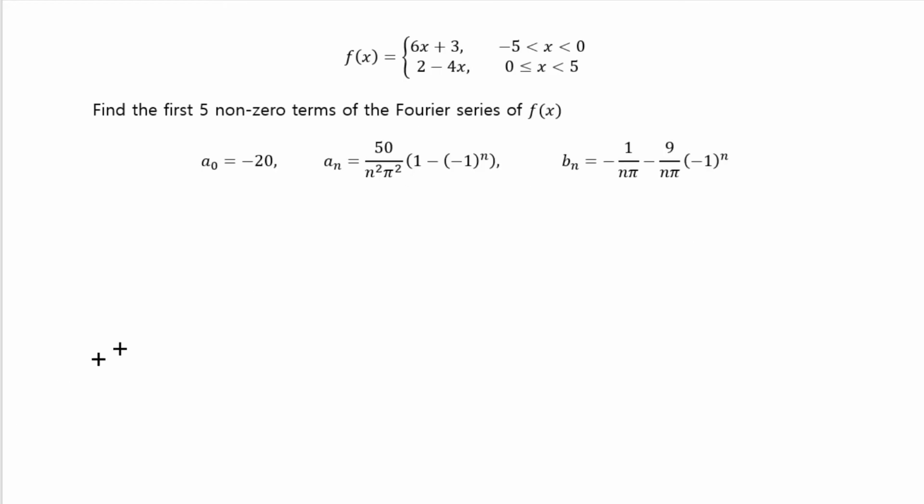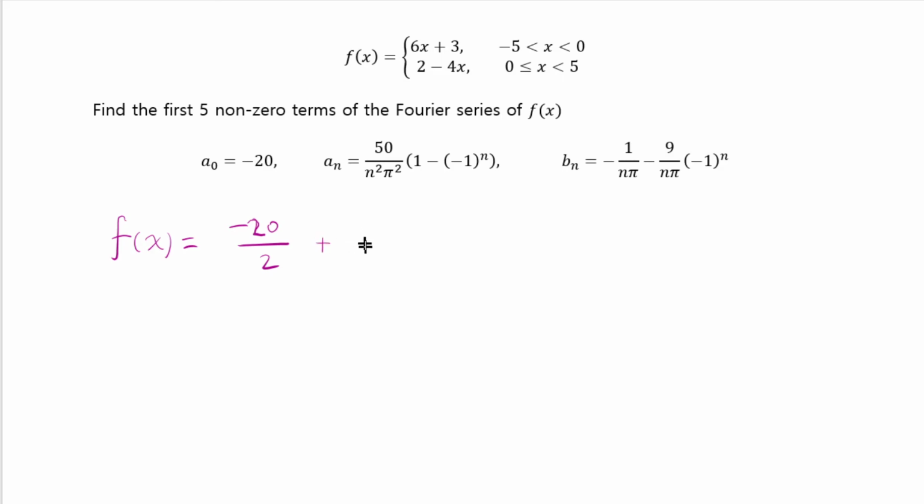All right, so we got all the values of the coefficients. A0 is negative 20. An is 50 over n squared pi squared times 1 minus negative 1 to the nth power. Bn is negative 1 over n pi minus 9 over n pi, negative 1 to the nth power. Okay. Now what we are going to do is write down the Fourier series as the final answer. The very first number you have to divide by 2. Don't forget that, okay? So that's what you have for the first one.